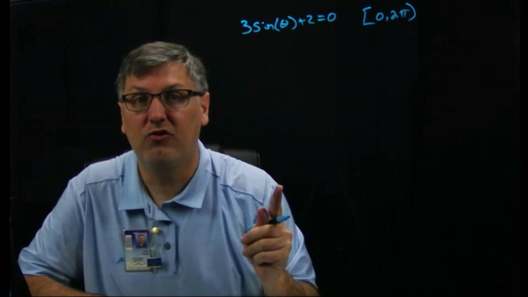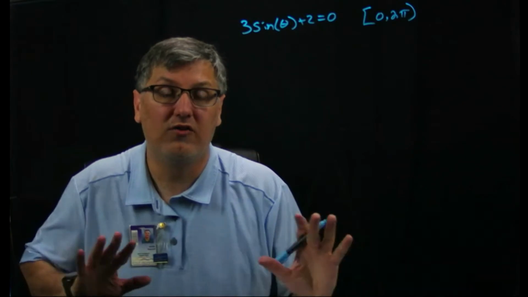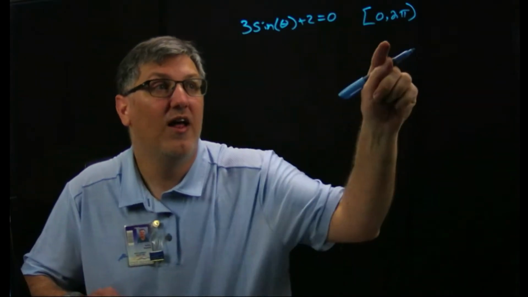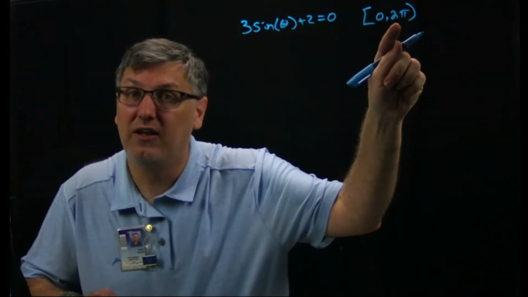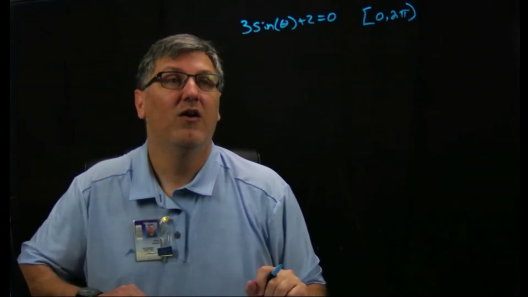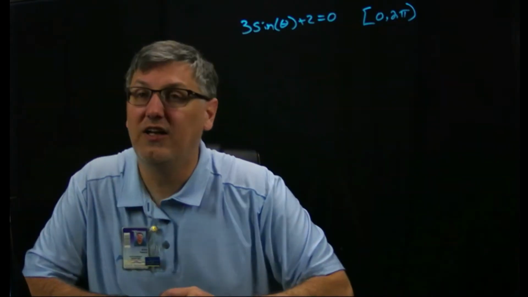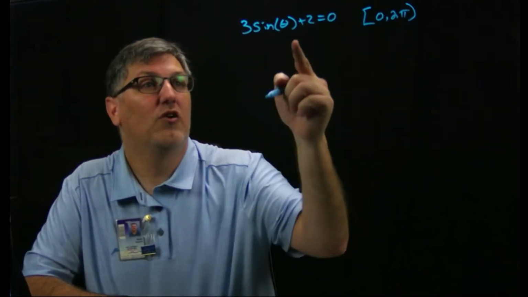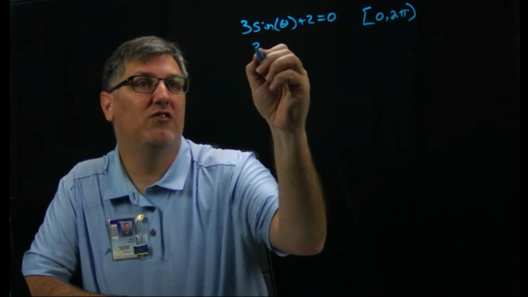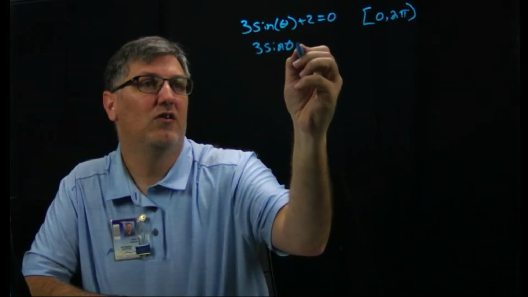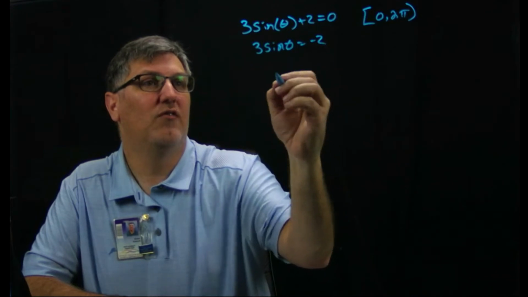If you give me the answer in degrees, I'm going to mark it wrong, even if it's the correct degree, because I'm telling you right now, I want the answers in radians. All right, so first thing I need to do is isolate sine. So I'm going to subtract 2 from both sides. I am going to divide by 3.